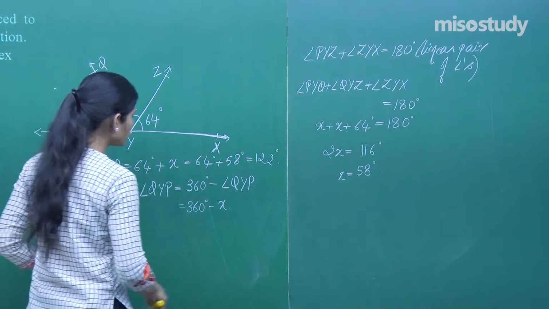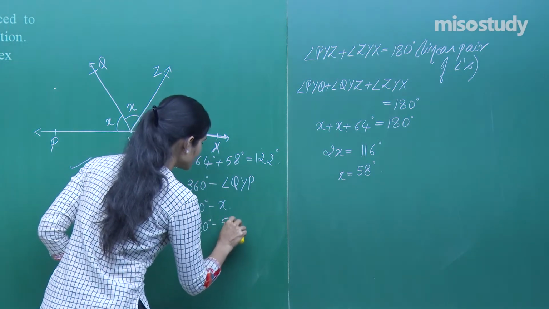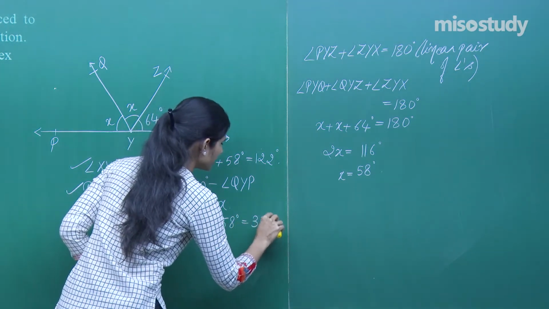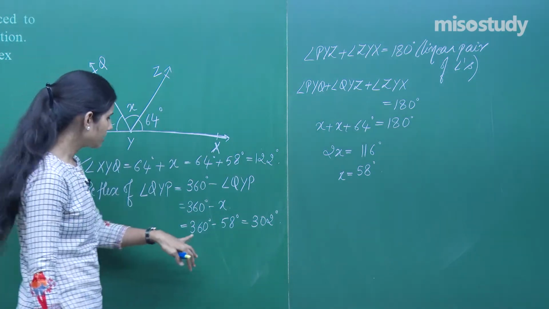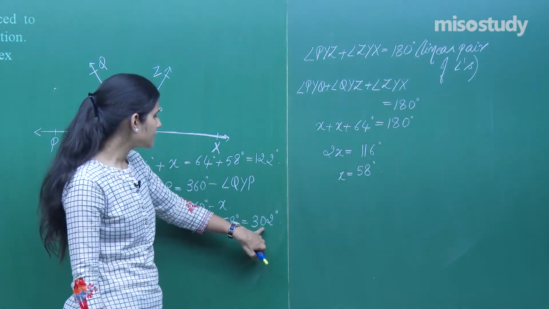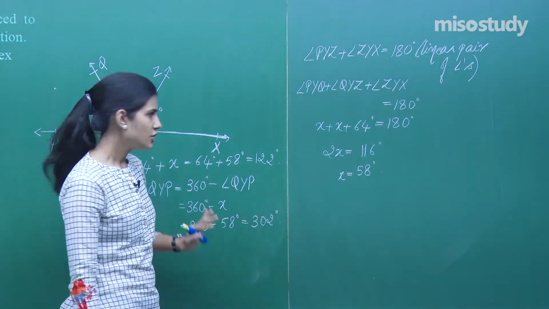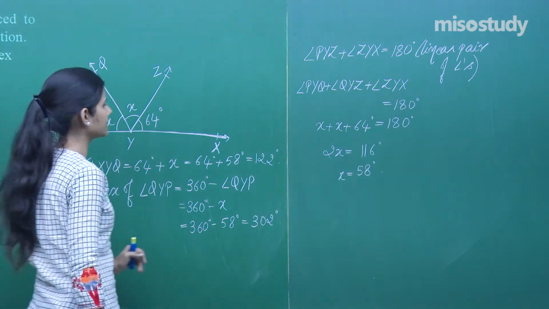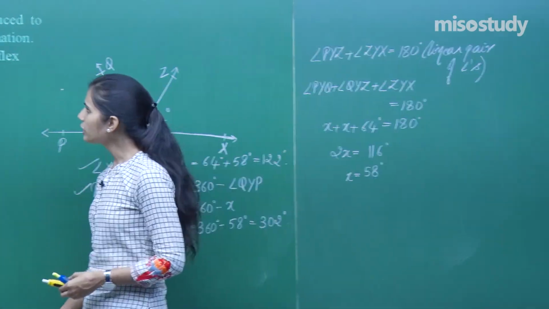Then you have reflex of QYP is 360 minus 58, which is 302. Isn't it? 360 minus 58, which is 302. So I have got both the things that I needed with this concept. Let's move forward and look at the next question.